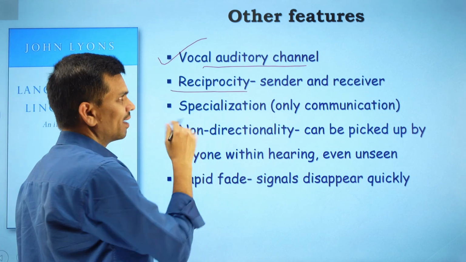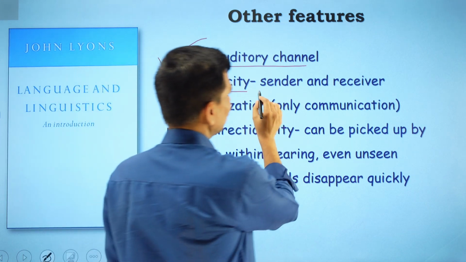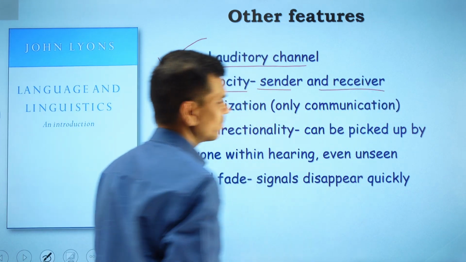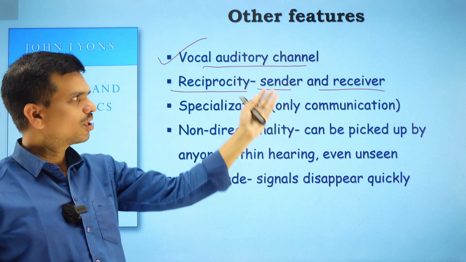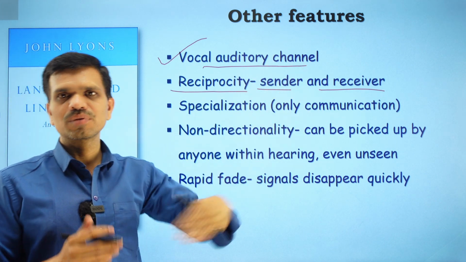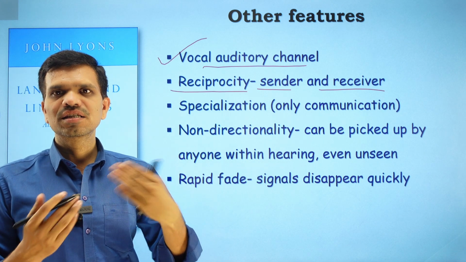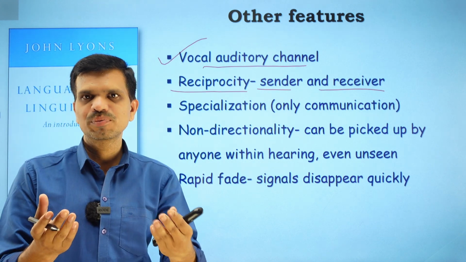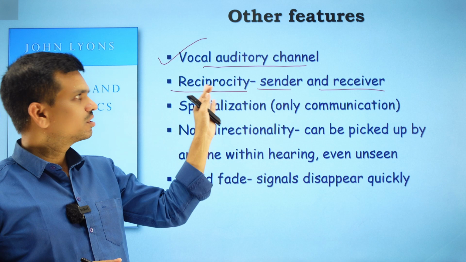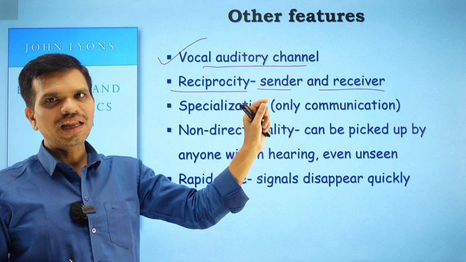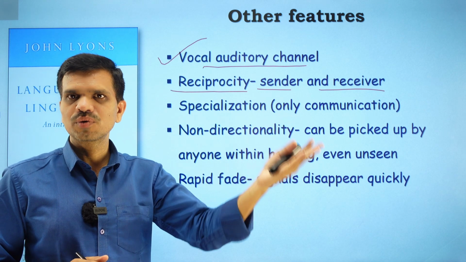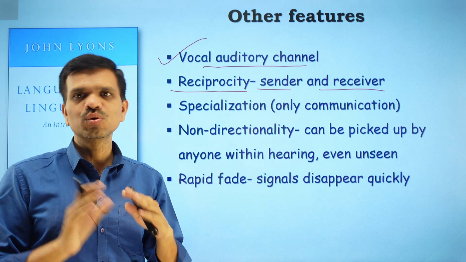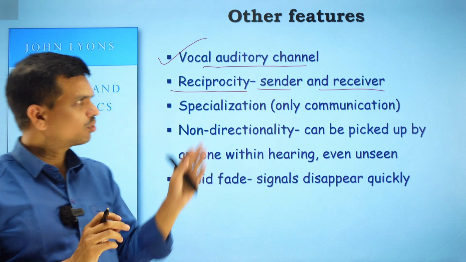Then we have reciprocity, which is nothing but having a sender and receiver of the message. In both animal and human language we have both, sender and receiver. Someone is speaking and someone is listening. For example, I am speaking here and you all are listening. This is the reciprocity of human language. Animals also have it: some animals produce signals or sounds, and other animals listen to those sounds and become aware.